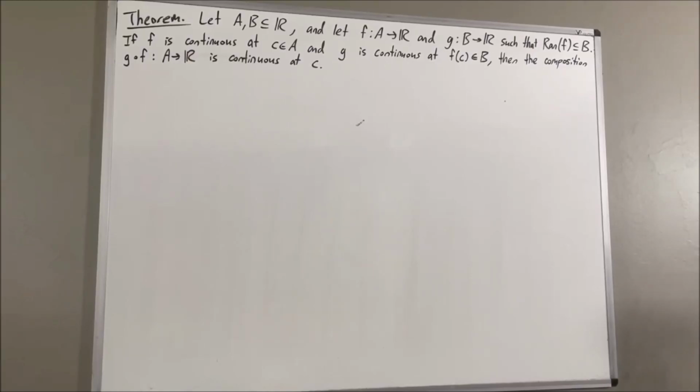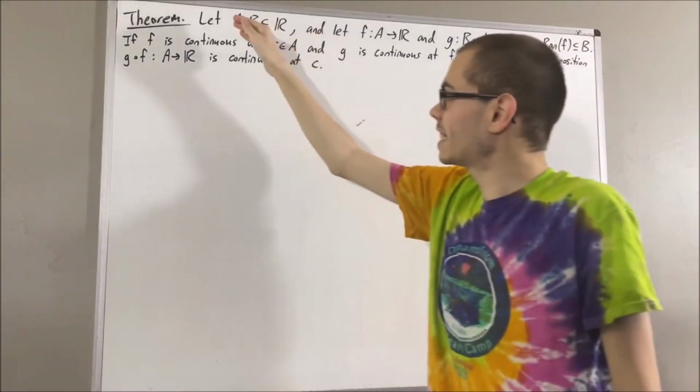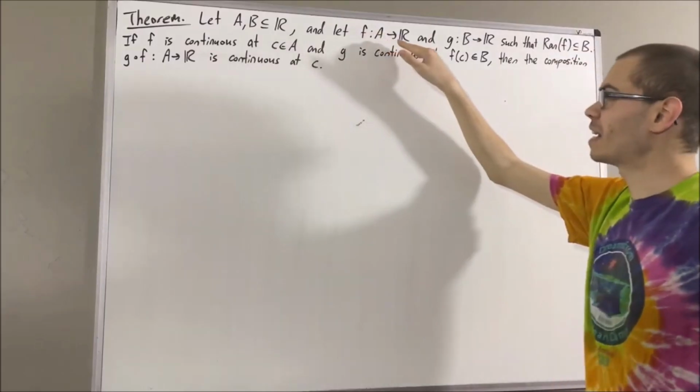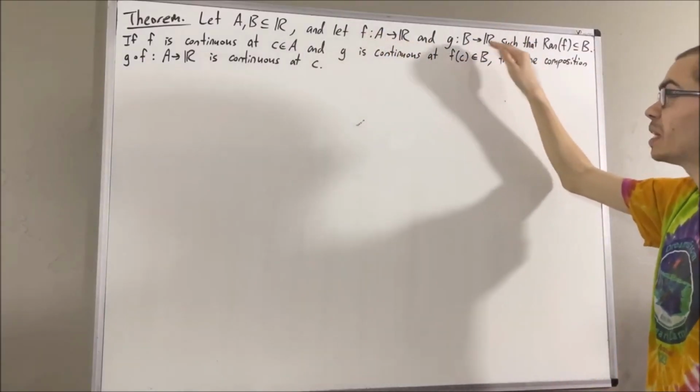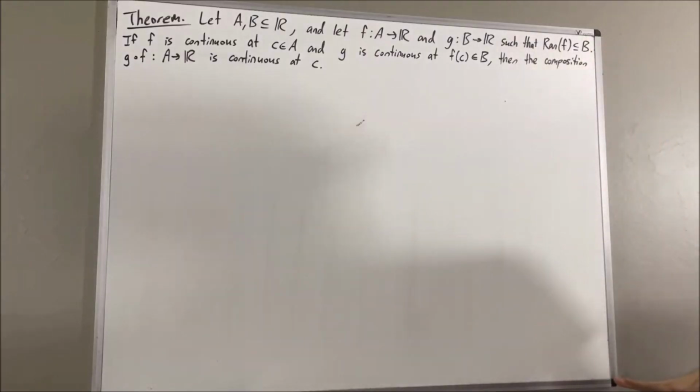Hello! In this video, we are going to prove the following theorem. Let A and B be subsets of real numbers. Let f be a function from A to the real numbers. g is a function from B to the real numbers, where the range of f is a subset of B.